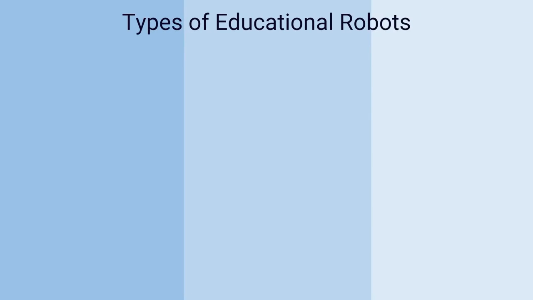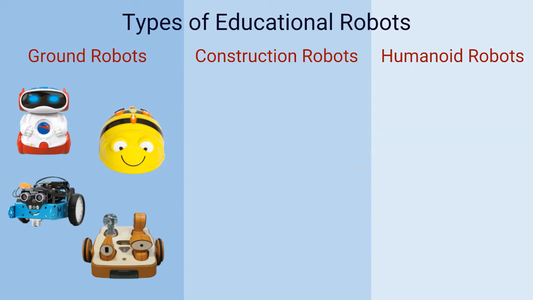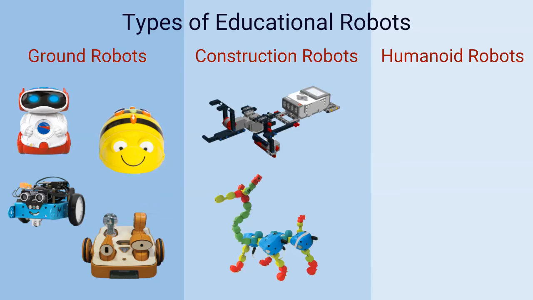There are several types of educational robots. These are ground, construction, and humanoid robots. The examples of ground robots are Dock, B-bot, M-bot, and Kibo robots. The examples of construction robots are Lego and Topobo robots. The examples of humanoid robots are Pepper and NAO robots.